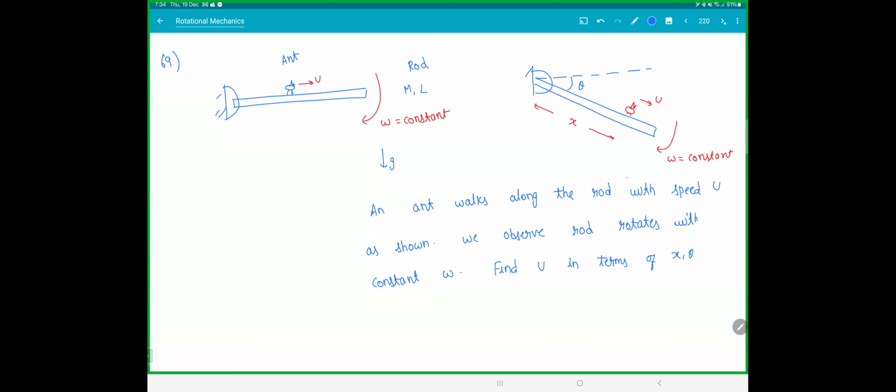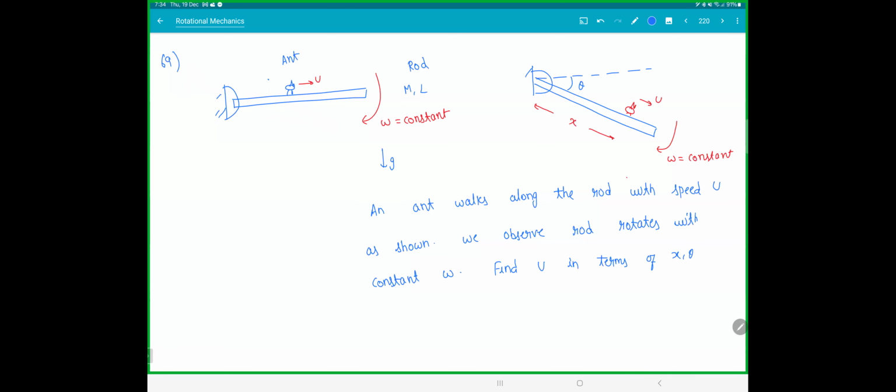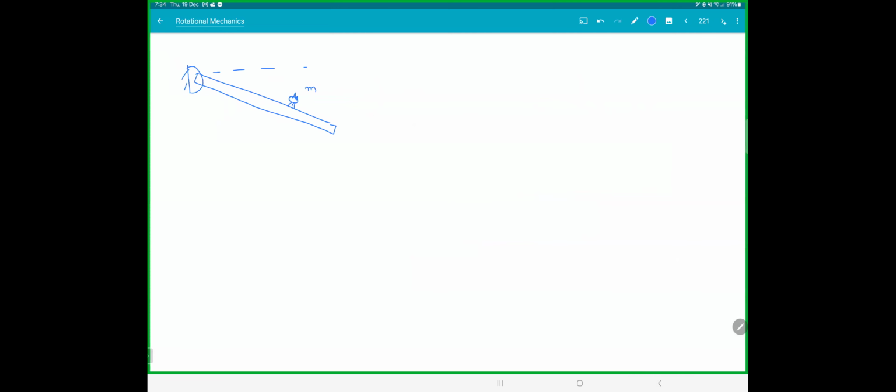Let's see. First thing you need to understand, when this insect is going, something else is changing here. So when this ant is here, mass m, did I give the mass m? Mass is m for the ant, small m. Forgot. And let the distance be x.